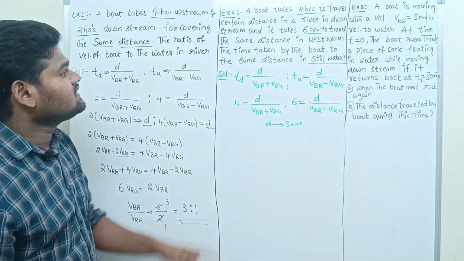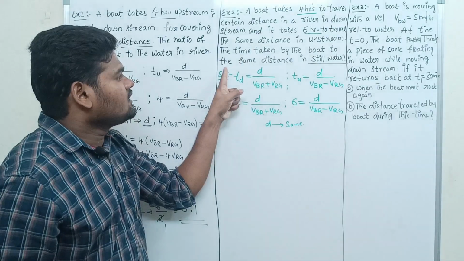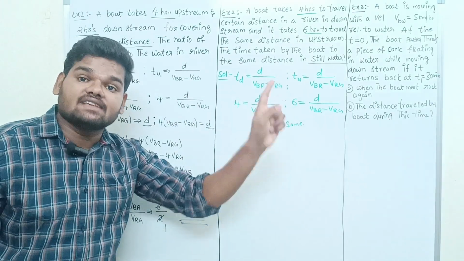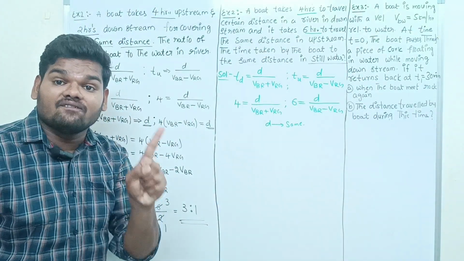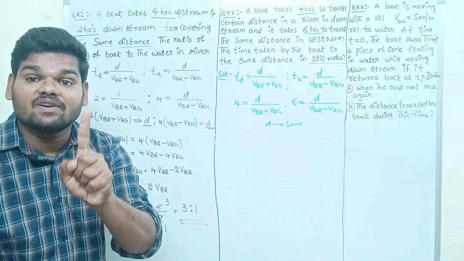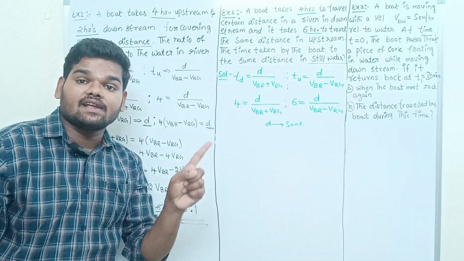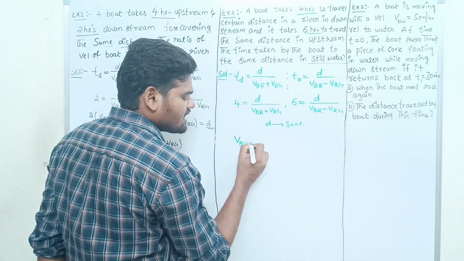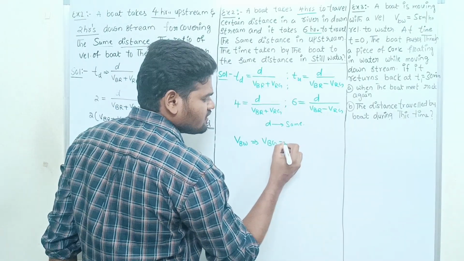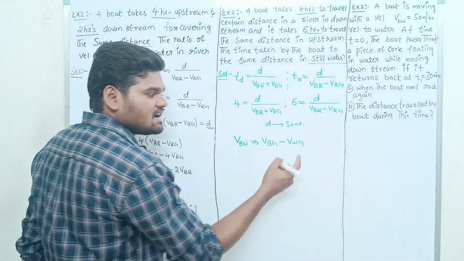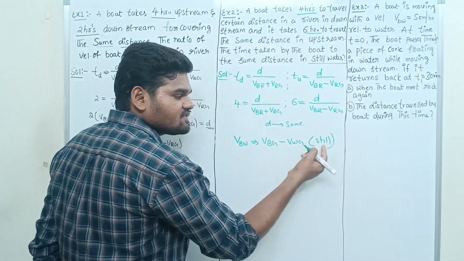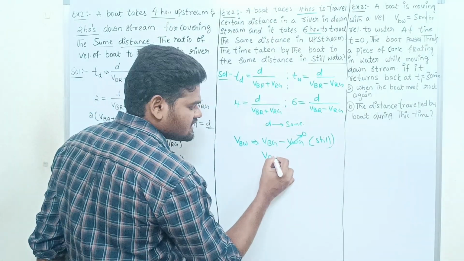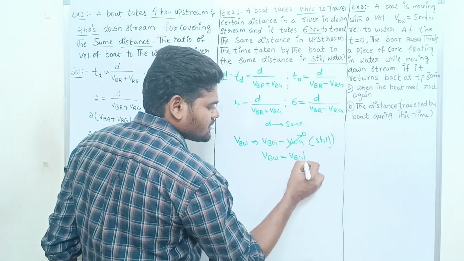Now what are they asking, have a look. The time taken by the boat to cover the same distance in still water. Still water. Velocity of water with respect to ground is equal to how much? 0. Still water means velocity of water with respect to ground is 0. In general, we can write velocity of boat with respect to water or river as velocity of boat with respect to ground minus velocity of water with respect to ground. In case of still water, velocity of water with respect to ground is 0. Then velocity of boat with respect to water is equal to velocity of boat with respect to ground.